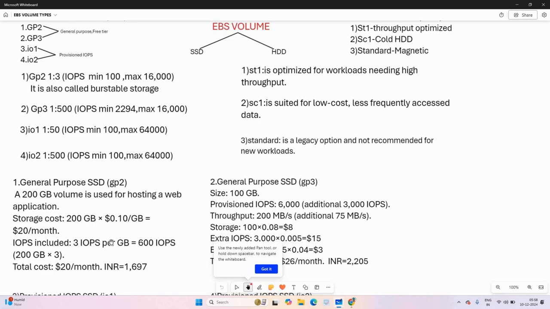IOPS included means 3 IOPS per GB, equal to 600 IOPS. 200 into 3. For the GP2, the IOPS is burstable up to 3000, so it is free. So for that we will only calculate the storage cost. It is $20 per month. In Indian rupees, it's around 1697.